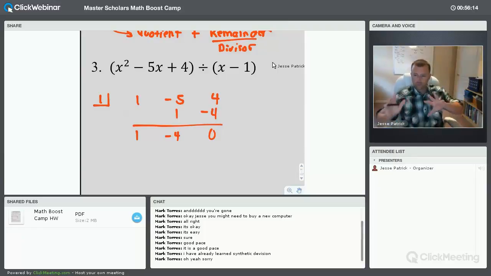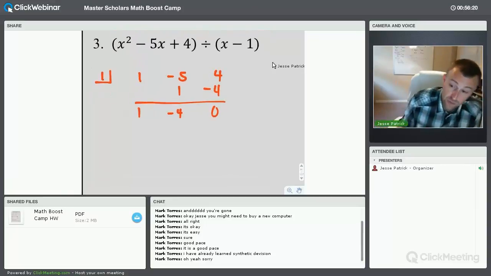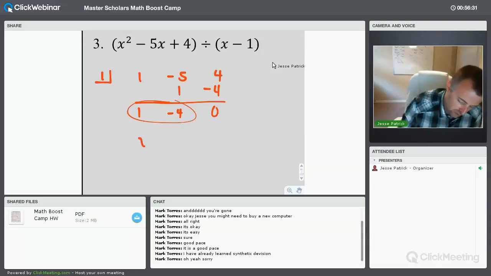That's my auctioneer talk real quick. In this case, I have no remainder, so I don't need to worry about that quotient plus remainder concept. I just write down my quotient. And again, this one, -4 is a constant, 1 is a linear quotient. So this will be 1x, or x, minus 4.